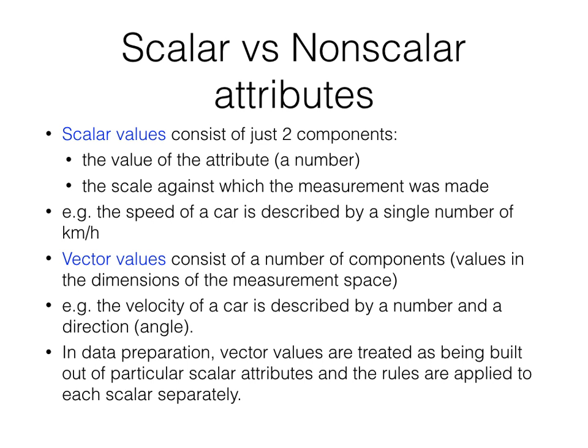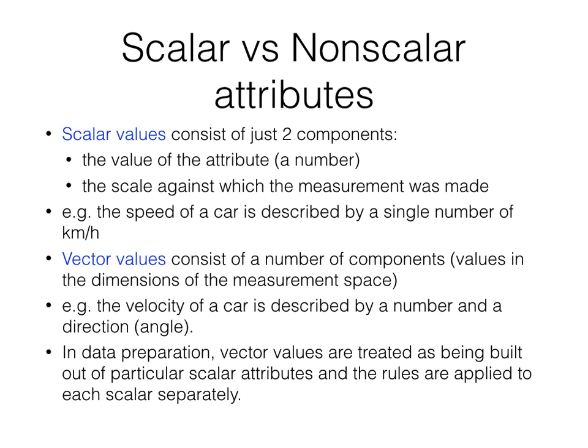The other thing that we're interested in with attributes is we can have scalar versus non-scalar attributes. So scalar attributes are just a number. So there's just two components to them. The first is the value of the attribute, so that's a number. And the second thing is the scale that it's measured in. So for example, we can talk about the speed of a car, and that's just measured in a single number of kilometres an hour. So we can say the car is going 60 kilometres an hour. So there's really only just one thing there, but two components. So value, 60, and the scale, kilometres per hour.